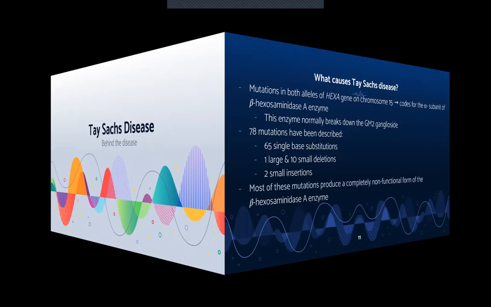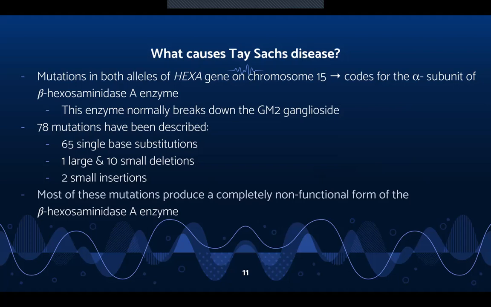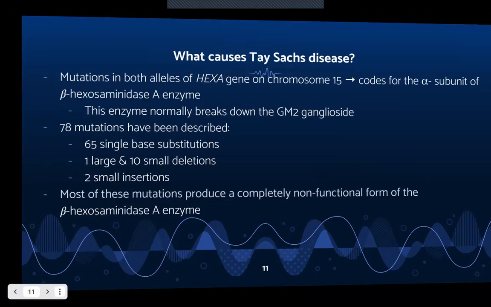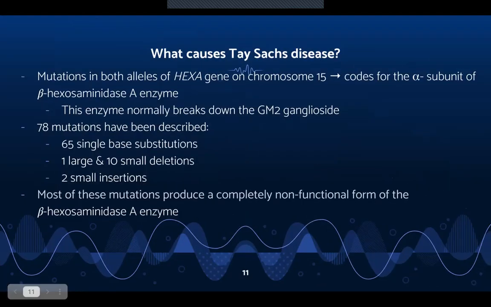The genetic cause of Tay-Sachs disease is mutations in both alleles of the HEXA gene found on chromosome 15. This gene codes for the alpha subunit of the beta-hexosaminidase A enzyme. This lysosomal enzyme is responsible for breaking down GM2 gangliosides, which are lipids found in the central nervous system.